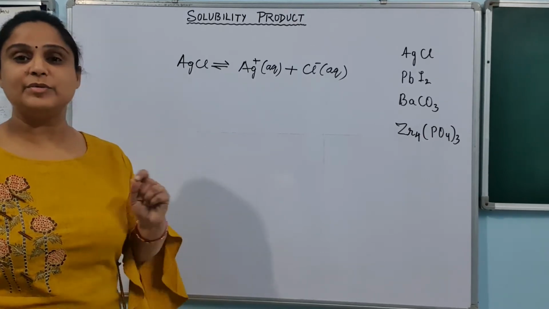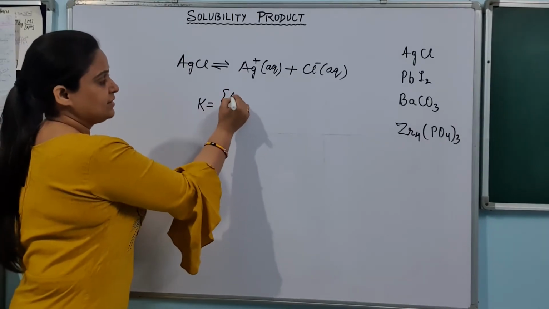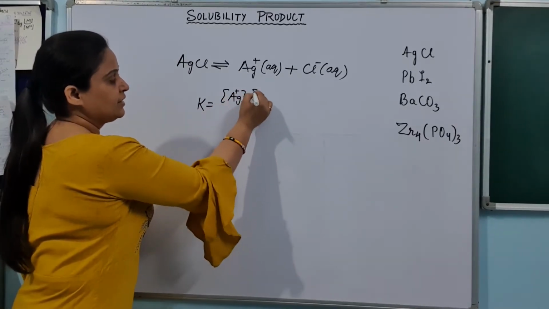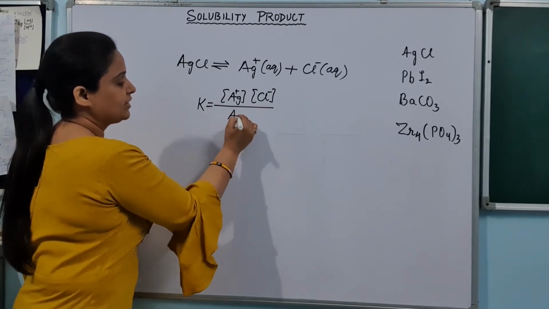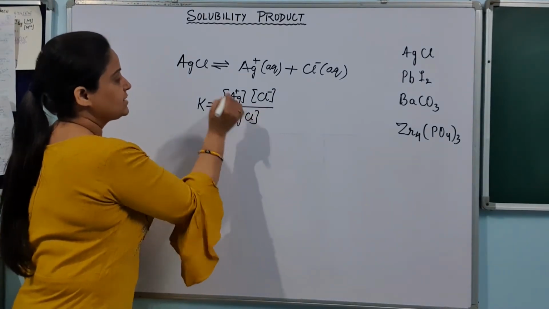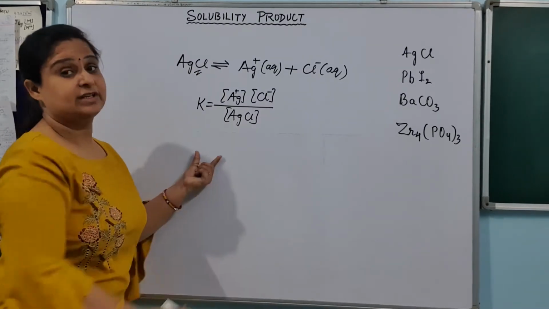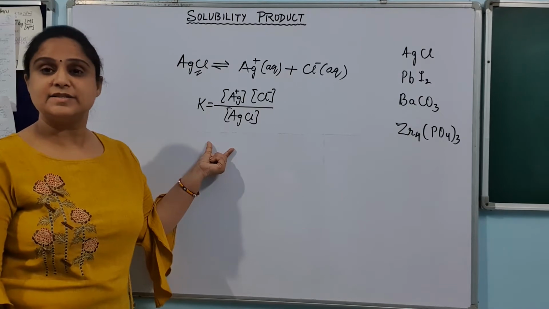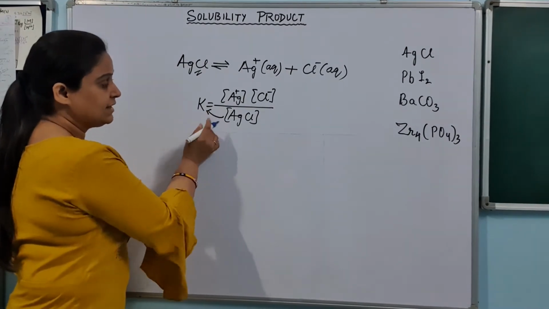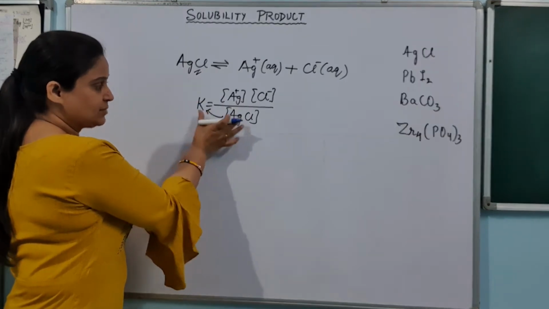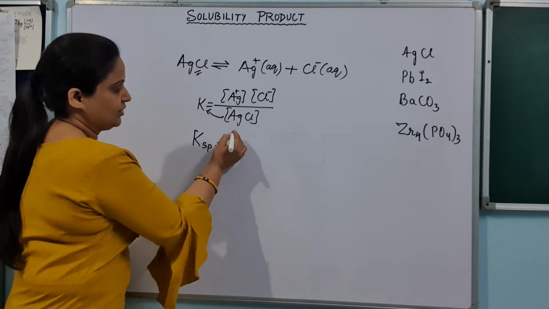So how do I find its equilibrium constant? K can be considered as the silver ion concentration times the chloride ion concentration divided by silver chloride. And the concentration of silver chloride we don't consider, as it is not changing; it is considered as unity because it is in solid state. So I am shifting it to this side and this becomes a constant, and this constant is called KSP.